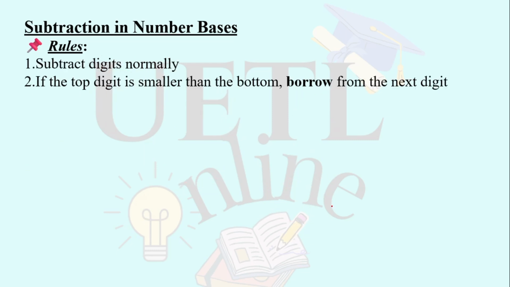Okay, we've done addition. Now we have to do subtraction. Let's see how we subtract numbers in number bases. The rules are simple. The first is we subtract the digits normally, like we do in other numbers. Then if the top digit is smaller than the bottom, borrow from the next digit.